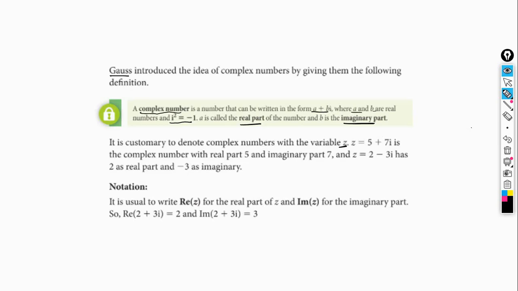z equals 5 plus 7i is a complex number with real part 5 and imaginary part 7. And z equals 2 minus 3i has 2 as real part and negative 3 as imaginary part. Notation: it is usual to write Re(z) for the real part of z and Im(z) for the imaginary part. So Re(2 plus 3i) is 2, and Im(2 plus 3i) equals 3.